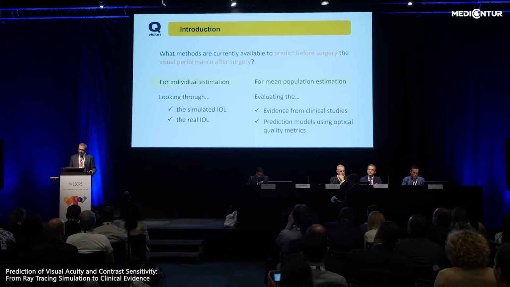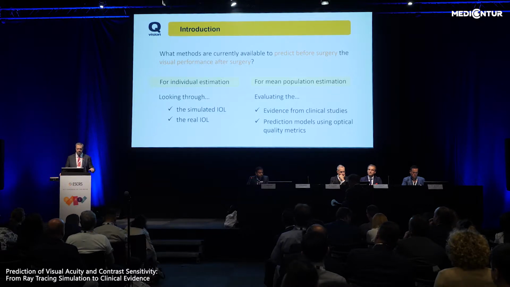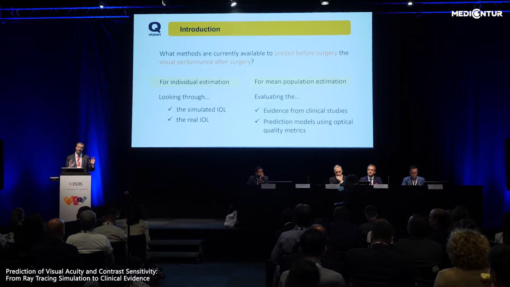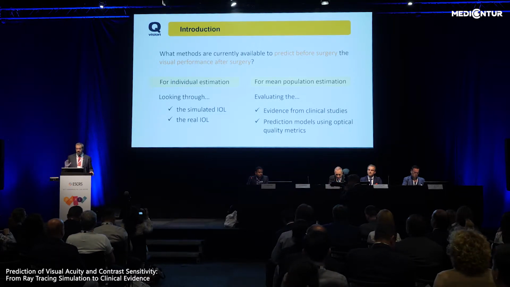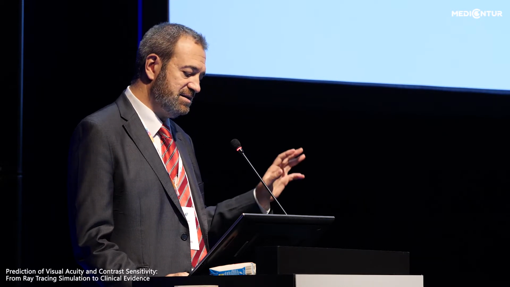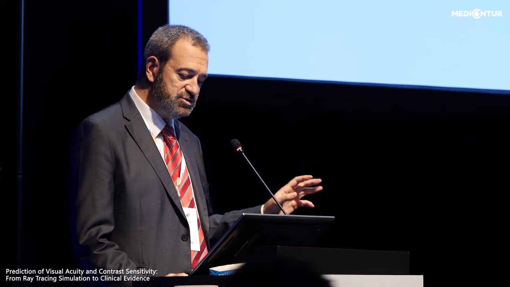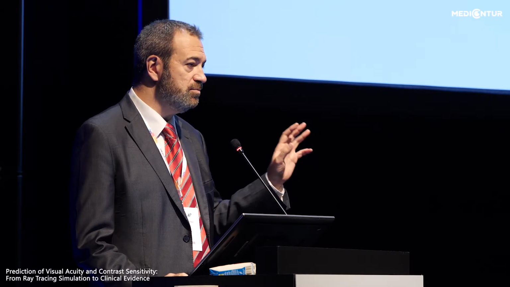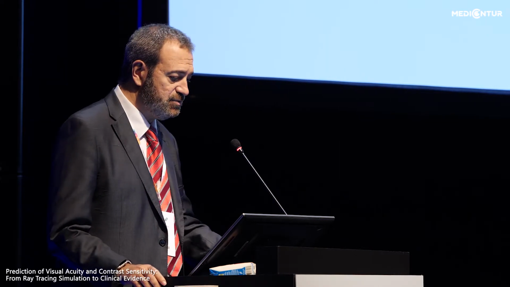Right now, what methods do we currently have to predict, before surgery, the visual performance after surgery? We could have methods for individual estimation, and we could have methods for mean population estimation. On one side, the simulated IOL or the real IOL, and then the mean population with evidence and also models of prediction. This is more or less the equipment that we have right now.